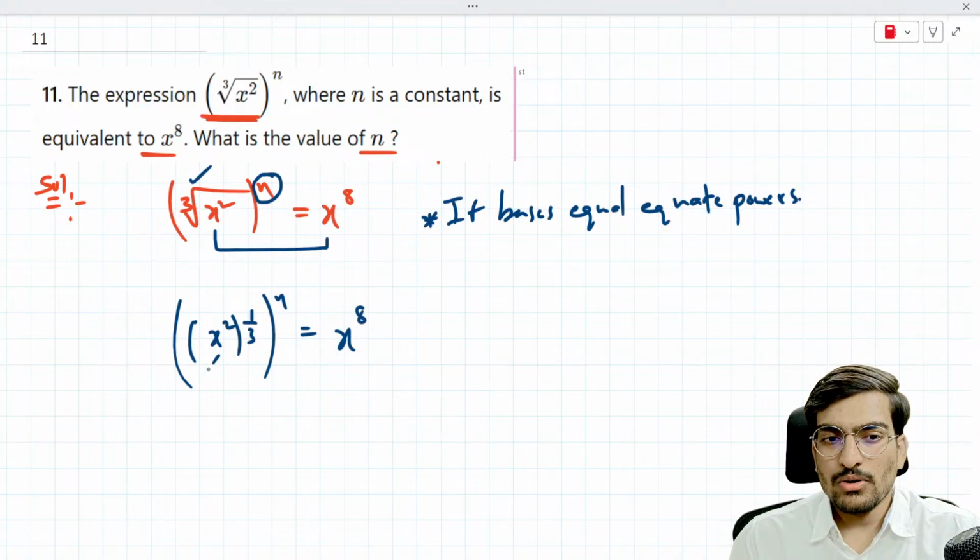That equals x to the power of 8. Now the bases are equal, so just do the simplification. You end up with 2n/3. If you multiply 2 into 1 into n, and the denominator is 3 as it is, that equals x raised to the power of 8.